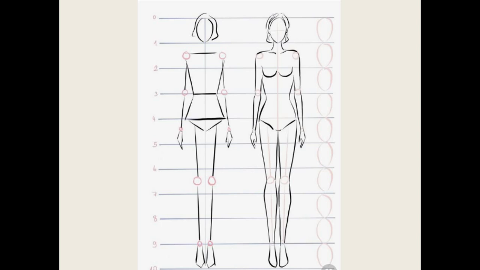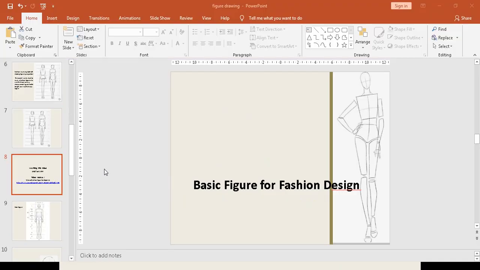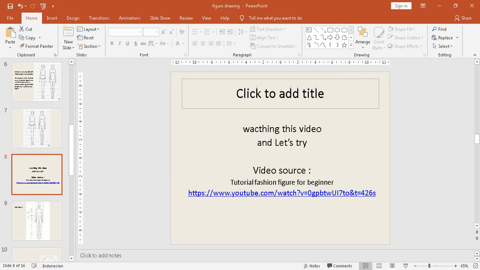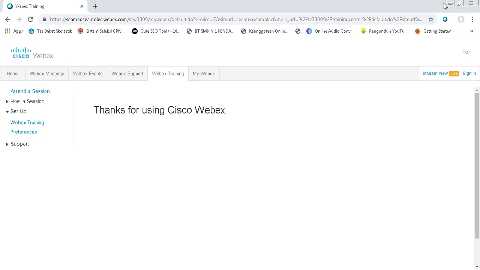Okay, and the position for the knee is on number 6.5, and then the position of the ankle is on number 9. The position of the toe or feet is on number 10. So everyone, let's watch the video about how to draw or how to make a woman figure. So let's check this out, the video.